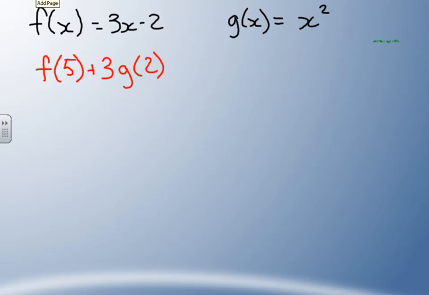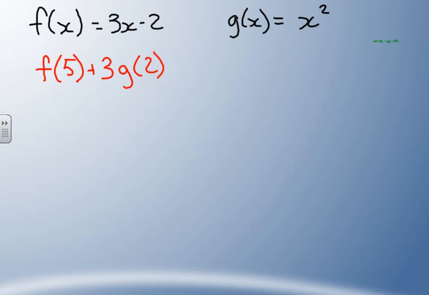Let's have a look at function operations. I have two functions written up there. f(x) = 3x - 2, g(x) = x². Those are the functions in black. In red there, I have a question. What is f(5) + 3 × g(2)?